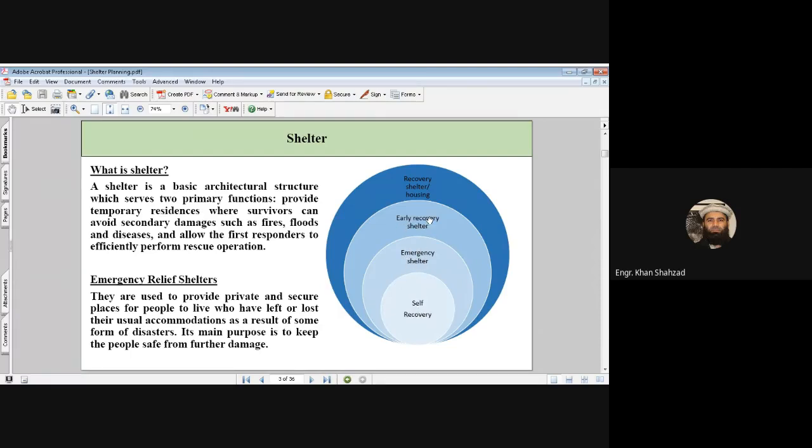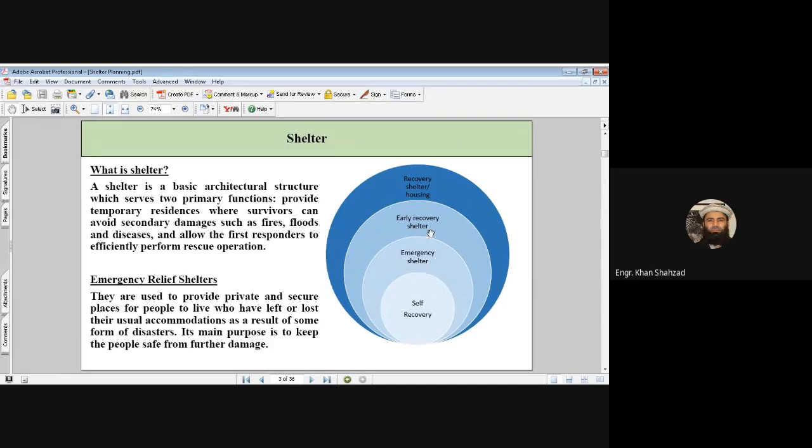Then early recovery shelters. Now this we are talking about after the disasters. The disasters have taken place. Now we are talking about the recovery, how we can get recovered ourselves, or the people of that area, or the community, or the organizations. So you need emergency shelters so that you can evacuate to those shelters.